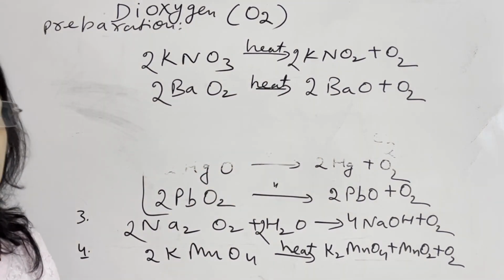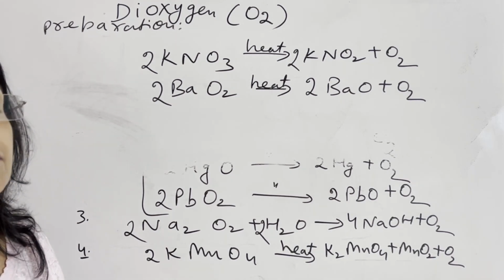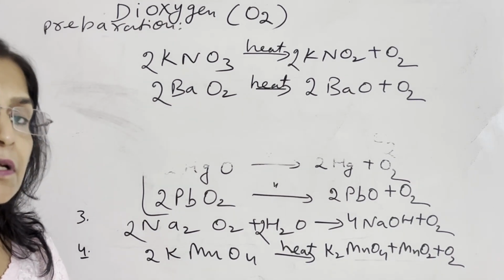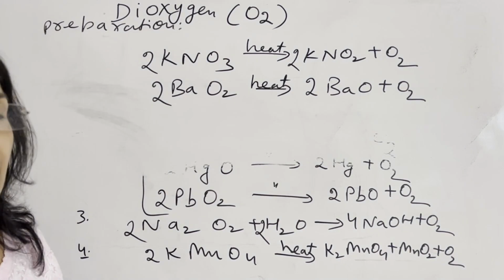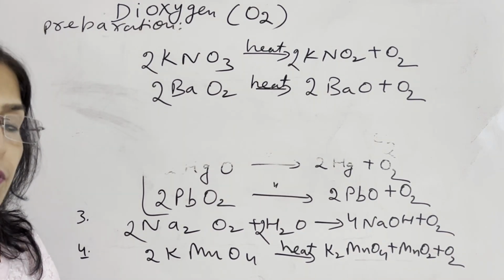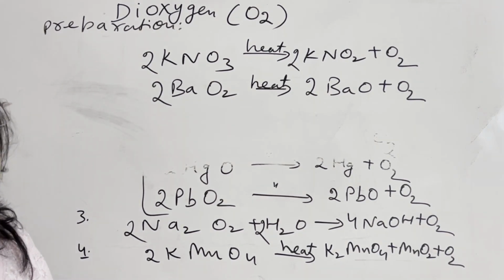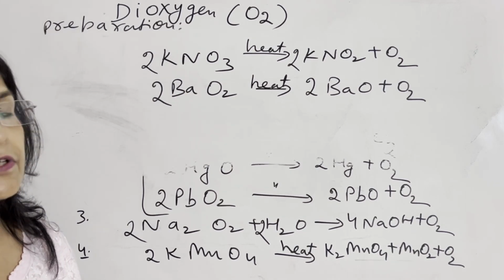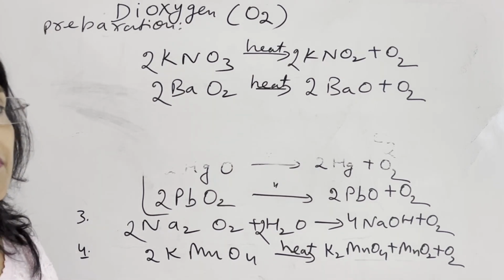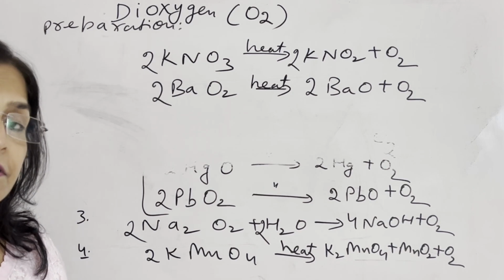On a large scale, oxygen is prepared by the electrolysis of water. Electrolysis is done in the presence of some mineral acid. Hydrogen gas is released at the cathode and oxygen gas is released at the anode. Oxygen can also be manufactured from air. First air is liquefied, then the liquid air is fractionally distilled.